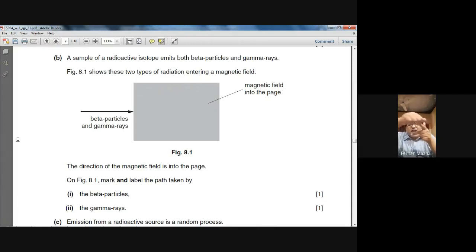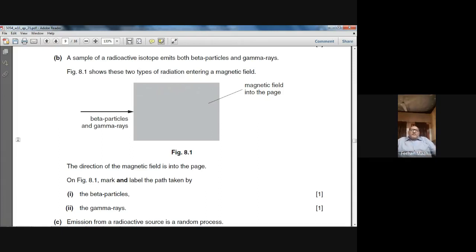I call it FMC. Force, magnetic field, current. The beta particles are entering the magnetic field going from left to right, so the current will be from left to right. The magnetic field is into the screen, so I will point into the screen. My thumb is pointing upward. It means the beta particle should be deflected towards the top of the page.